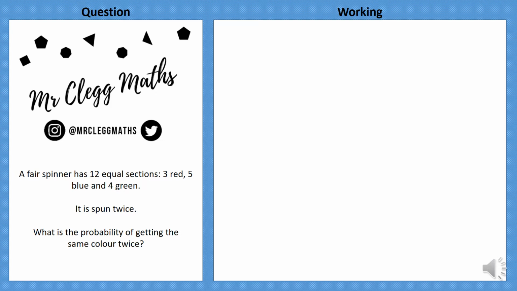It is spun twice. I need to model that situation, and a really useful way of doing that is using a probability tree. So I'm going to have 3 branches on my probability tree to represent the 3 different options. I can either get a red, a blue or a green section when I spin my spinner. So I'm going to write red up there just because that's the order I'm giving it, and I know that 3 of the sections are red and there are 12 sections in total, so therefore I know the probability of getting a red is 3 out of 12.